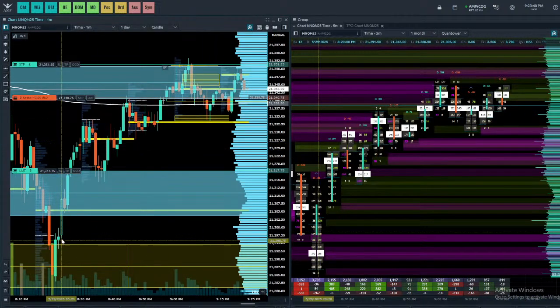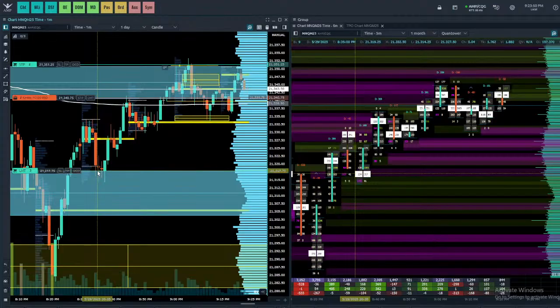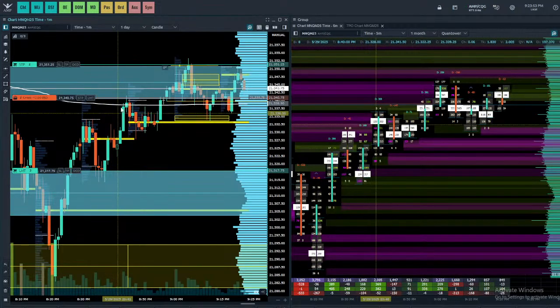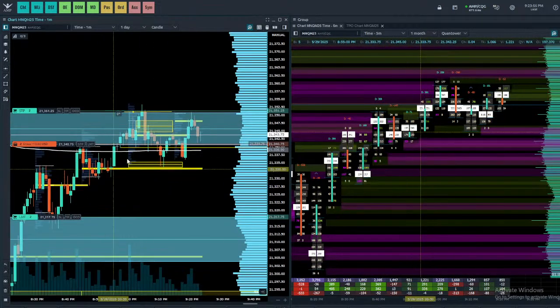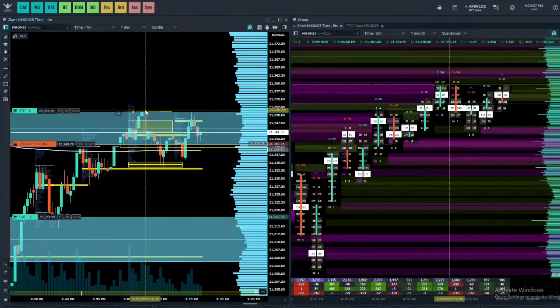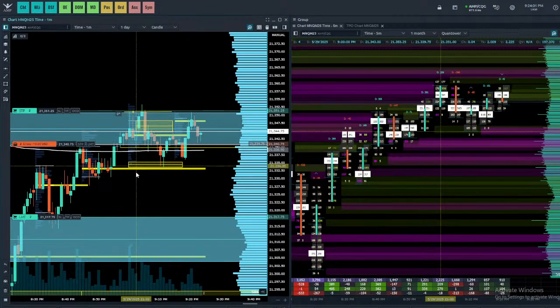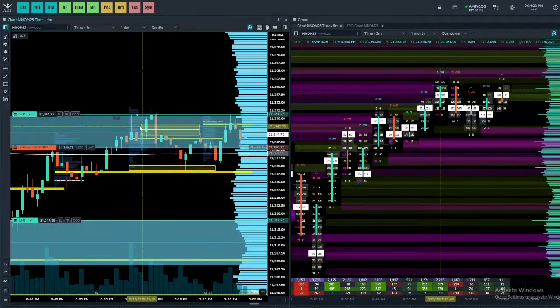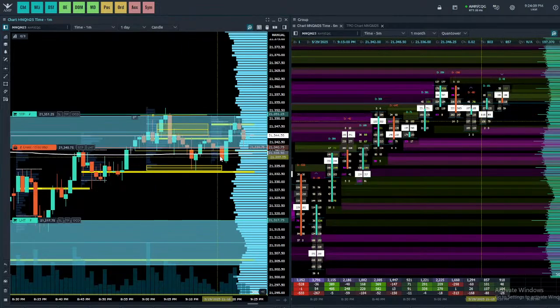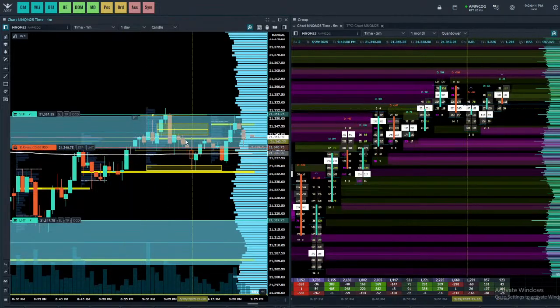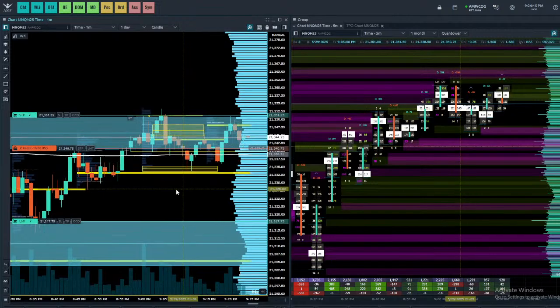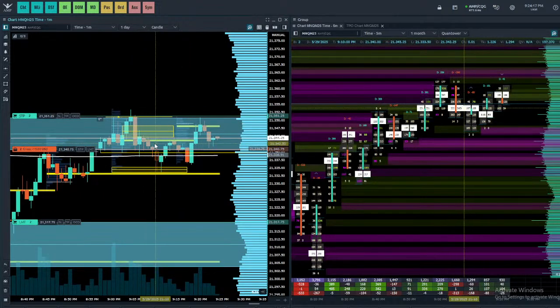Let me look at it again. Hold up. Higher high, lower low, higher high, lower low, higher high, lower low, higher high, lower low. We didn't make a... Did we? I don't know if we would consider this a break of structure right here. This right here is what I would consider the break of structure, or what I'm thinking was the break of structure.